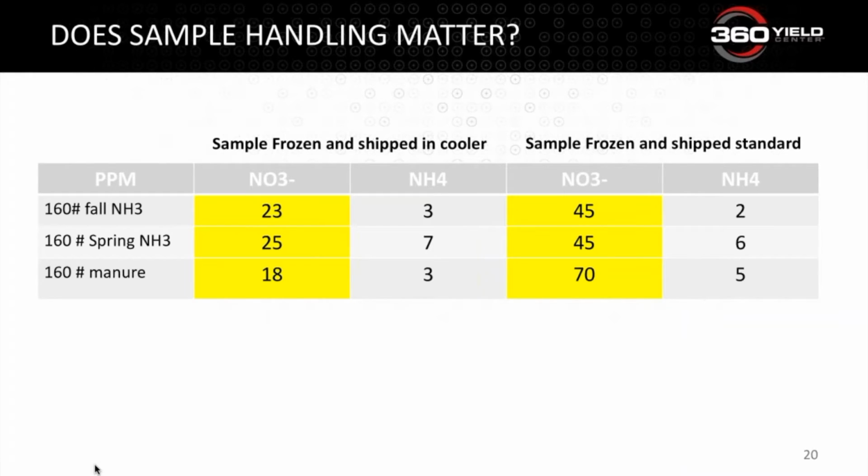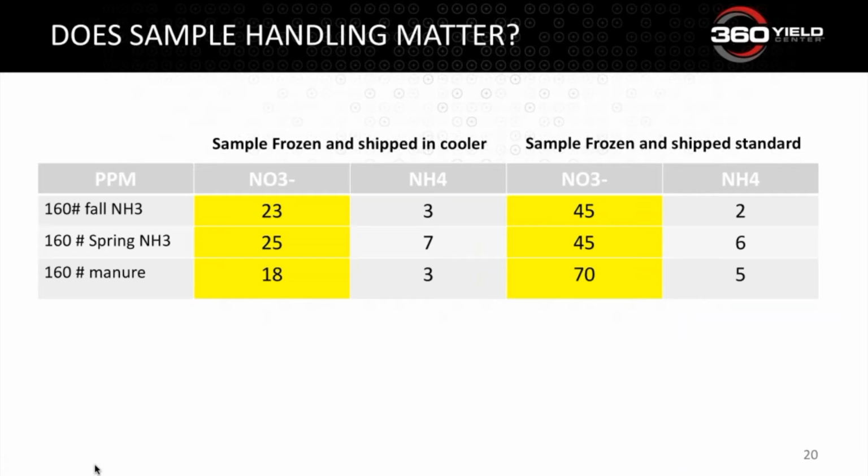They took the same sample and split it. On the right 2 columns, what they did is they froze the sample and put it in the mail, which is what hopefully many of you do. That's the standard practice of freezing it and putting it in the mail. But then we took that same sample, froze it, but instead of just throwing it in a box and shipping it by UPS, we put it in a cooler, packed it to keep it really, really cold. And when this one lab sent the results back, here are the differences we got.